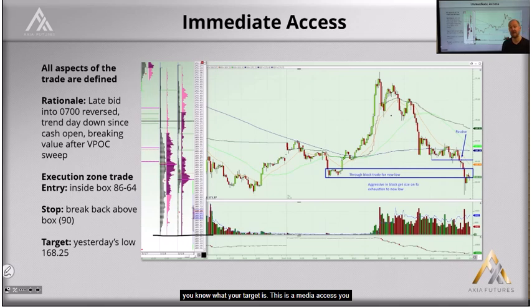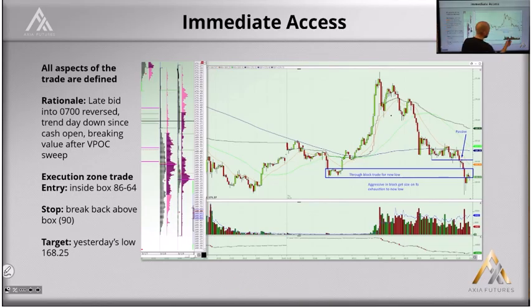This is immediate access. You also can see very clearly why this will happen because so far on the profile, you have got a move back down through the previous day's range, single prints through the beginning of value. So this is looking trend-like, and this is then the continuation of the trend down towards the low of the previous day. So access is clearly defined. You can take the trade on, which gives you this move.